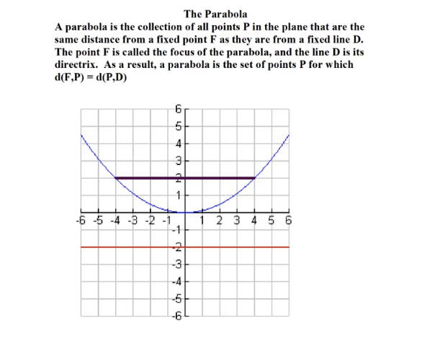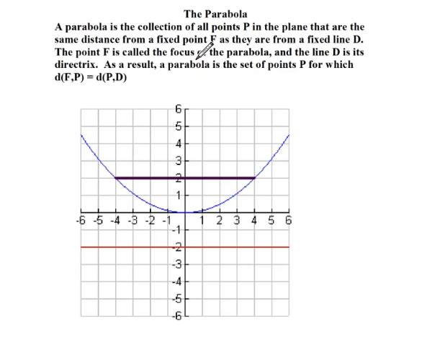We need to talk about the parabola now, and I have the formal definition here listed out for us. It says a parabola is the collection of all points P in the plane that are the same distance from a fixed point F as they are from a fixed line D. The point F is called the focus of the parabola, and the line D is its directrix.